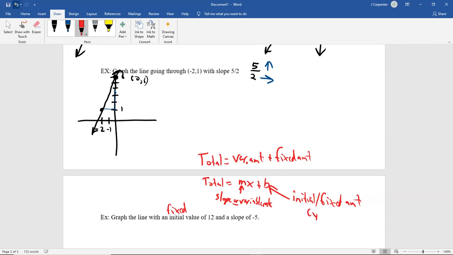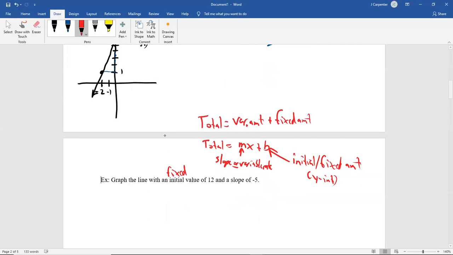Also known as the y-intercept. You can't tell the x-intercept in the equation. You'd have to just set the whole thing equal to 0 to find that. And we'll talk about that a little bit more later. So graph the line with an initial amount of 12 or a fixed amount of 12. That's the y-intercept, which means it's where it crosses the y-axis.